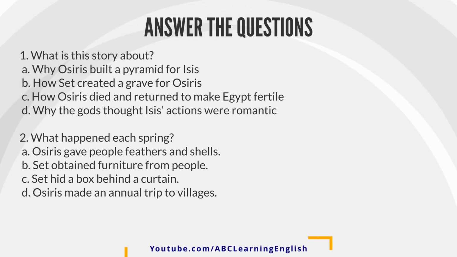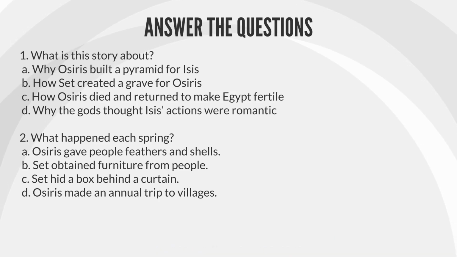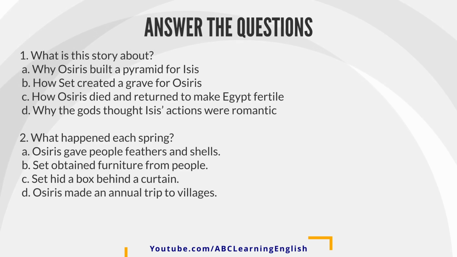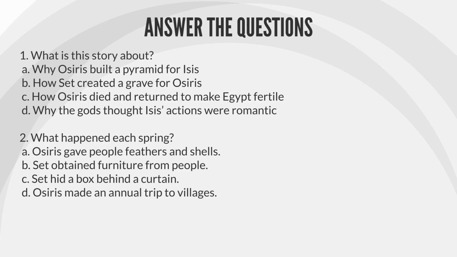2. What happened each spring? A. Osiris gave people feathers and shells. B. Set obtained furniture from people. C. Set hid a box behind a curtain. D. Osiris made an annual trip to villages.